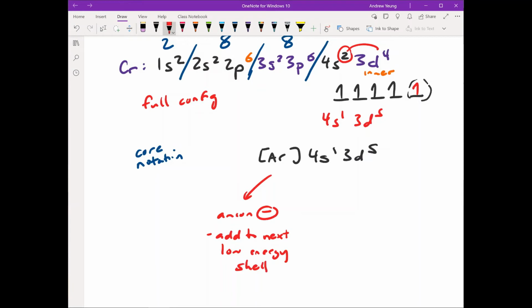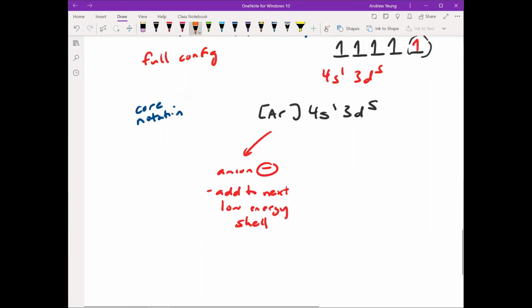So let's say I went from chromium, let's say I became chromium -1. Effectively, what that means is one more person comes to your hotel. Well, as I'm adding them in, the lowest energy here was 4s. Maybe I start with argon, where I would have been 4s1, 3d5 at the moment. For every electron that comes in, chromium -1 would be 4s2. Then I get 3d6, 3d7, 3d8 as more and more electrons show up. So for anions, I just keep building up.